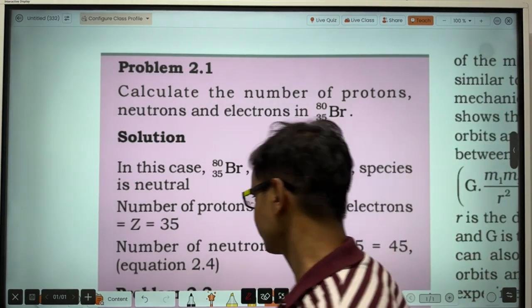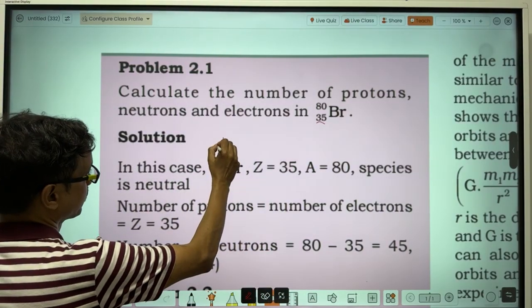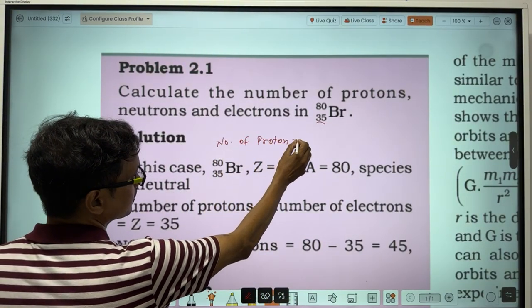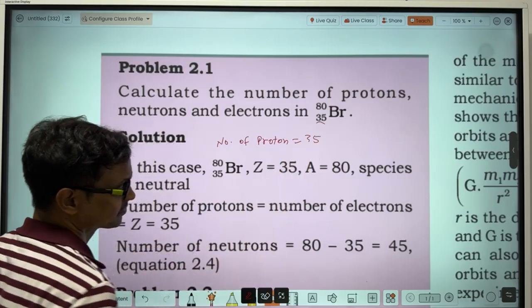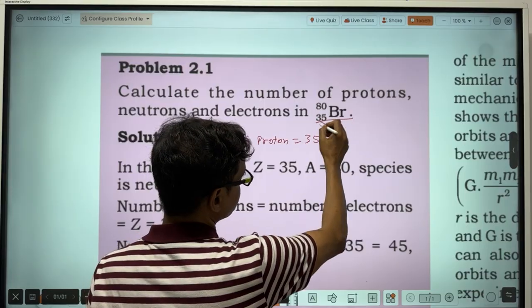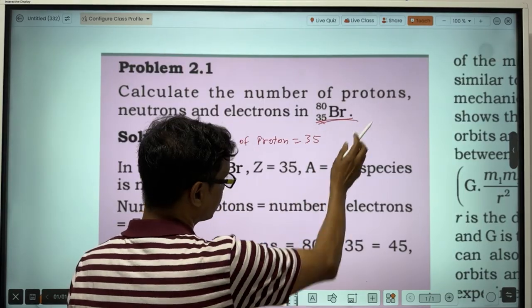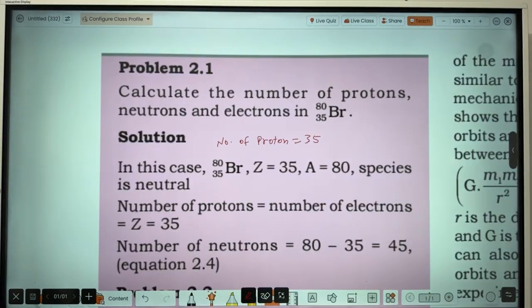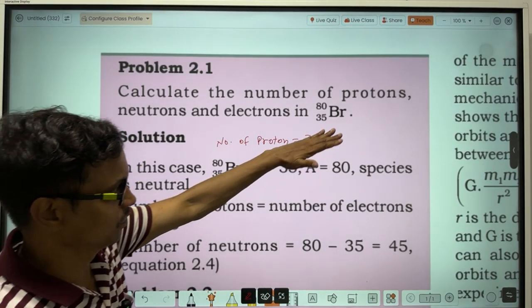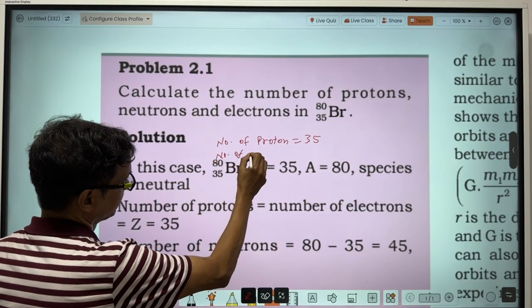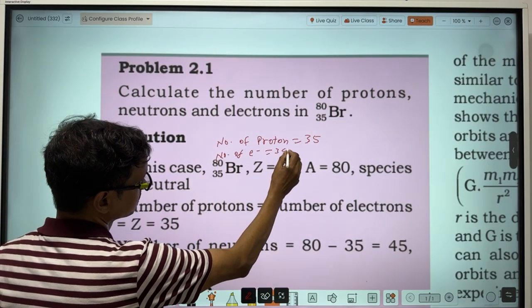So the number of protons here will be equal to 35, and this is a neutral atom, bromine-35. Since there is no positive charge and no negative charge, it's a neutral atom, and therefore the number of electrons is also 35.